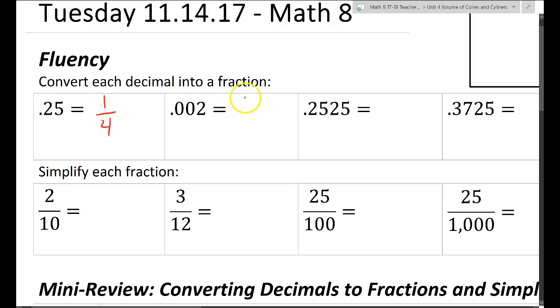Now I can do the same thing here. I can say, well, that's 2 over, well, tenths, hundredths, thousandths. So 2 over 1,000. And then I say, well, can I break this down? Let's see, I can take a 2 out of each of these and I get 1/500. Because I factored a 2 out of both of those.